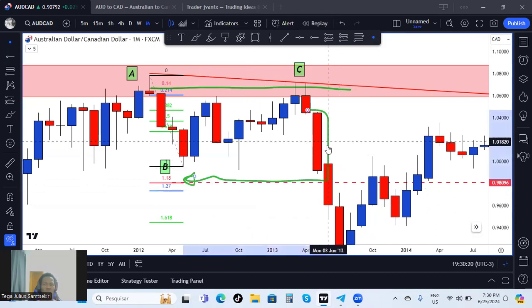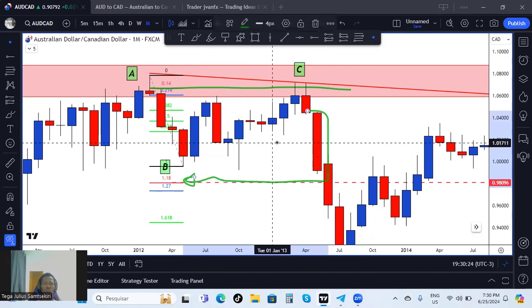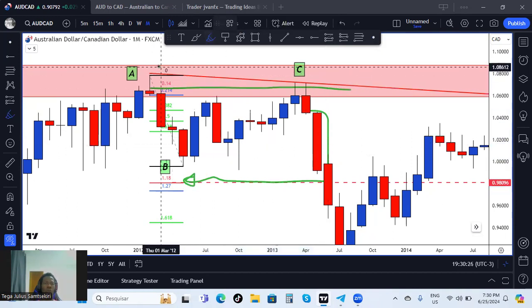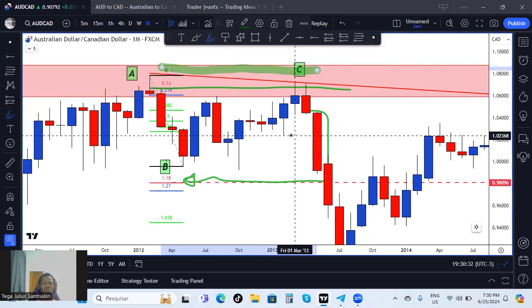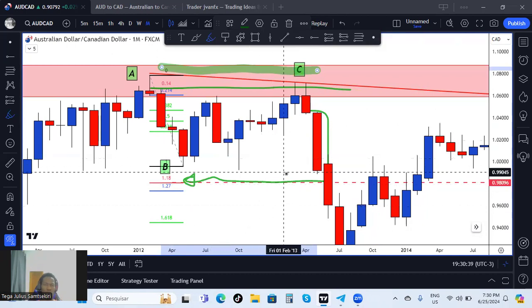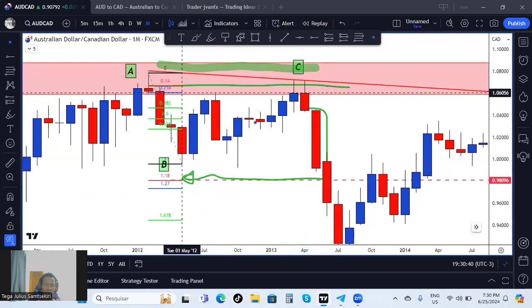That is the Fibonacci rules. Okay. And stop loss is going to go above the A. Okay. This is this area. And it is also in reverse. Okay. In this case, we are looking at a sell. Okay. We're looking at the market is selling.